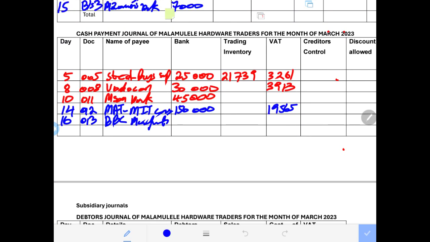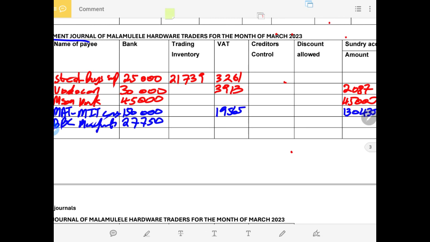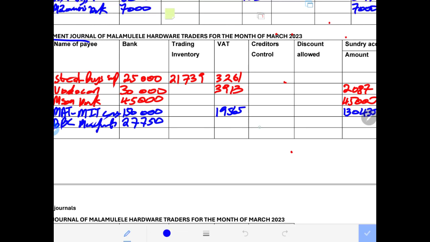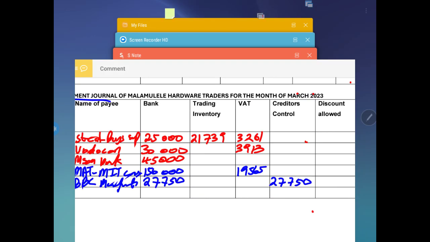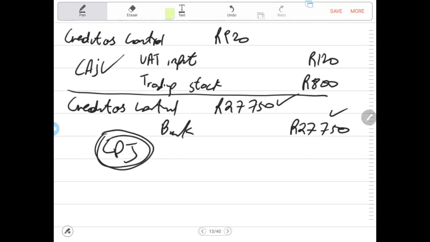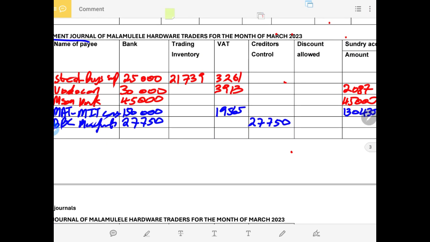Just wanted to verify that. Under bank, remember that is cash payment journal, 27,750. Under creditors control, it is the same thing, 27,750. So that will be the amount that will be recorded. We recorded both amounts under each column. So our sundries are not affected.